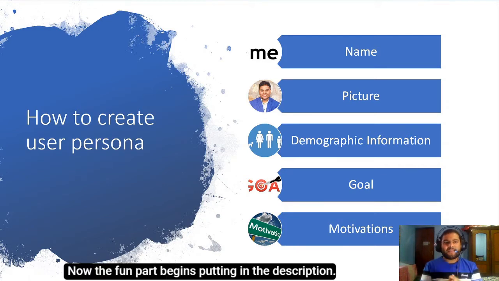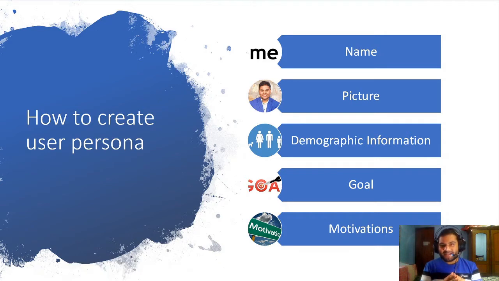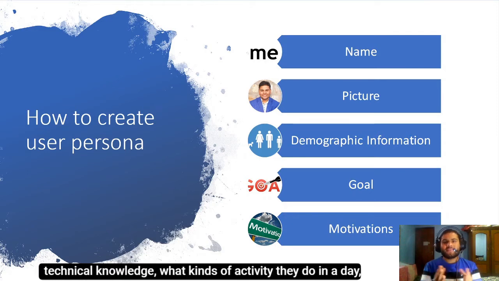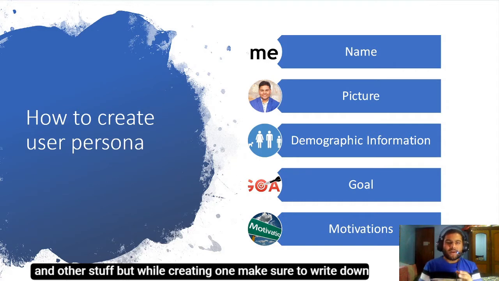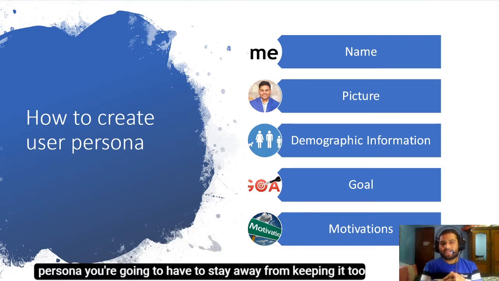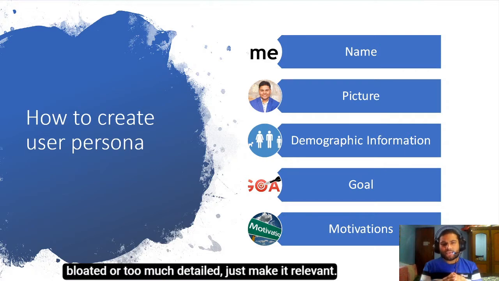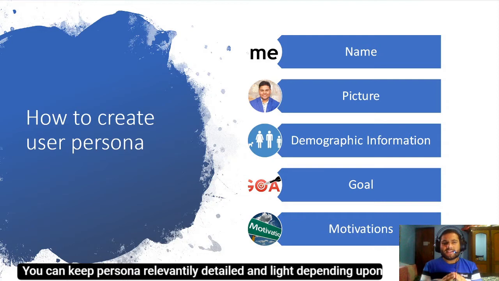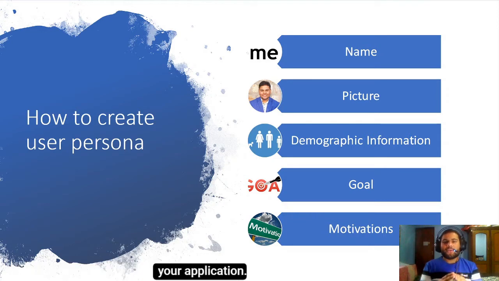Now the fun part begins, putting in the description. It may contain demographic information, goal, motivation, interest, technical knowledge, what kinds of activity they do in a day and other stuff. But while creating one, make sure to write down the user's goal and motivations. It will enhance the user persona. You have to stay away from keeping it too bloated or too detailed. Make it relevant. You can keep a user persona detailed or light depending upon your application.